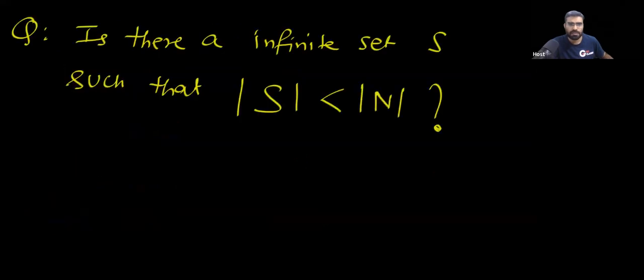Now tell me this question. Is there an infinite set S whose cardinality is like this? Now tell me what the answer is. The answer is yes. This type of set is called countable infinite. Yes or no? Okay, this type of set is called countable infinite.